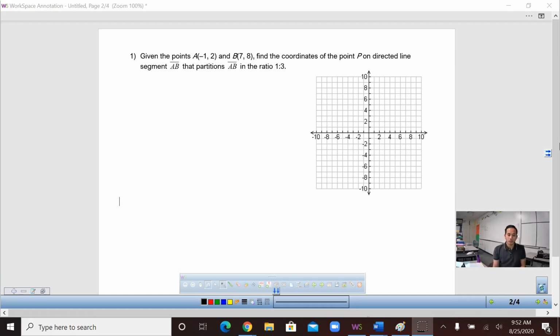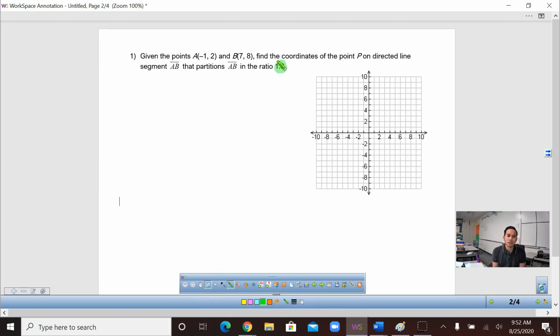Given the points A is (-1, 2) and B is (7, 8). Find the coordinates of the point P on directed line segment AB that partitions AB in the ratio 1:3. So take note that we are using the ratio 1:3.